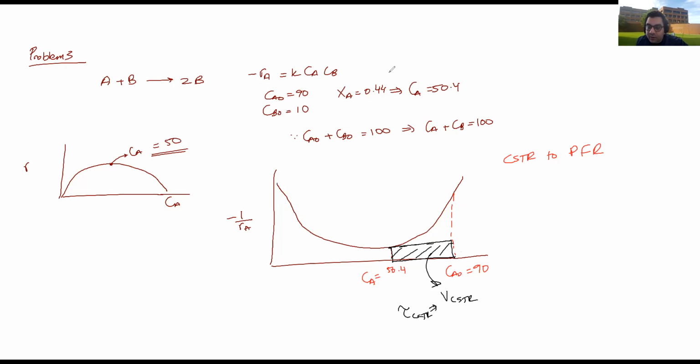On the other hand, for a PFR it will be the area under this curve from CA naught to CAF, which is the tau for the PFR, and corresponds to a volume of that PFR. Both can achieve the desired conversion. However, as you can see here, the volume of a PFR will be much larger than the volume of a CSTR.